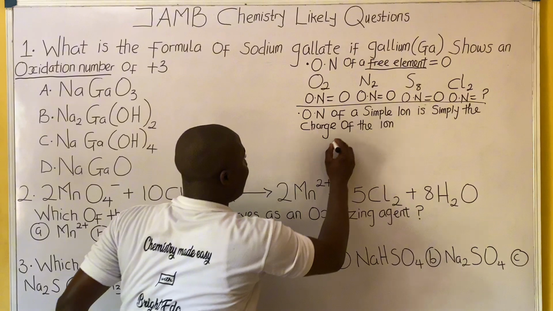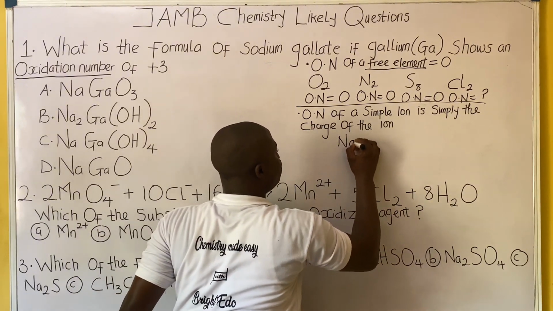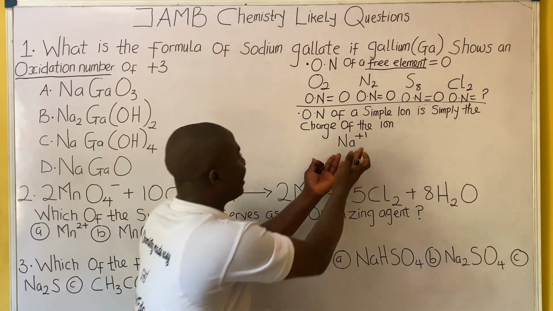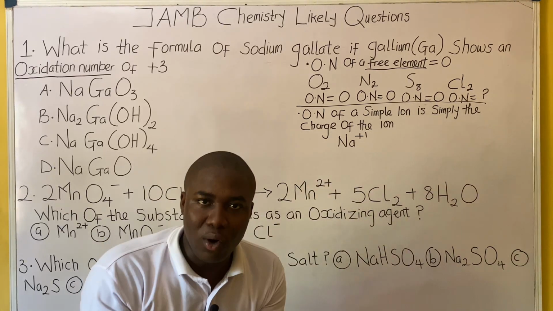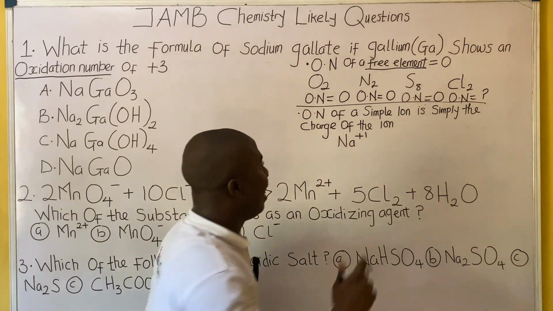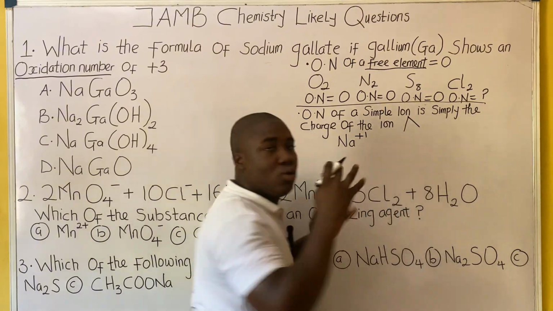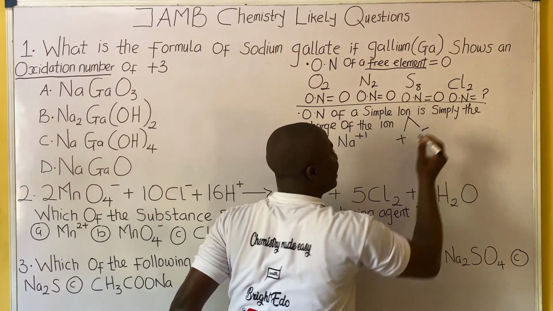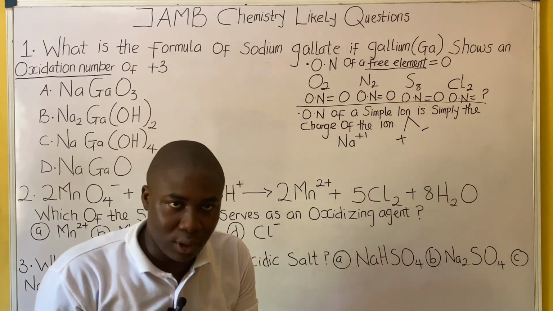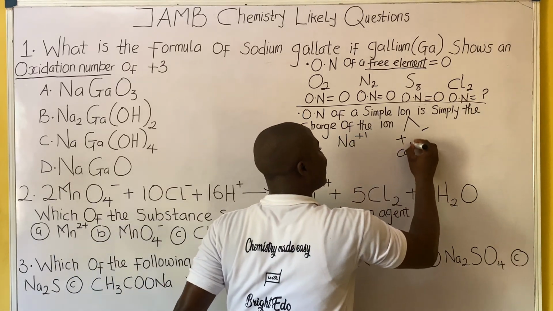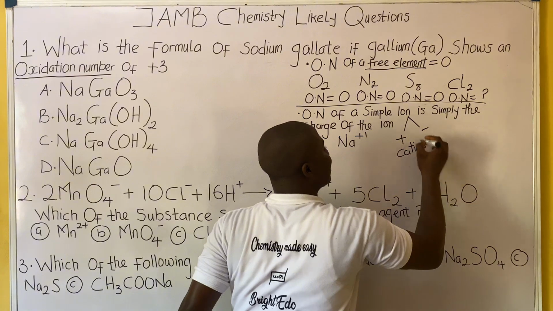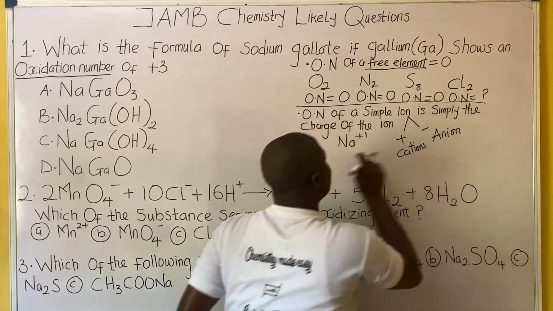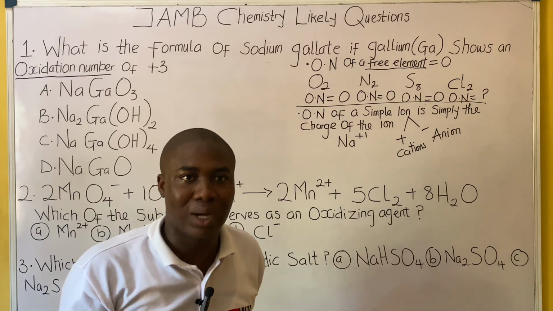Now, this is what I mean. Let's take an example. This is sodium, Na+1. Are you there? Sodium is an ion. What is an ion? An ion is simply a charged atom. This word ion can be of two kinds. We have ions that are positive, ions that are negative. Those ions that are positively charged, we call them cations. Those ions that are negatively charged, we call them anions.